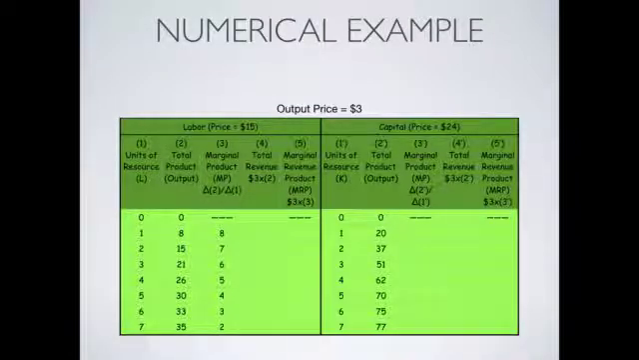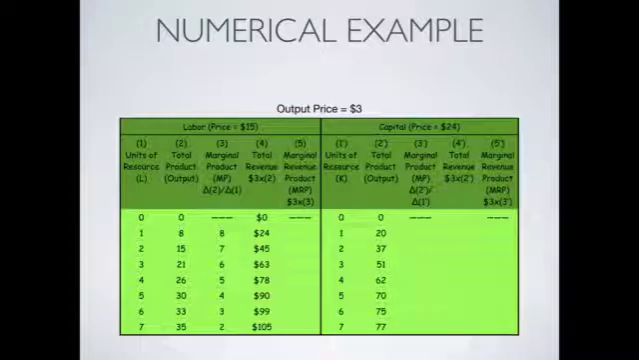Total revenue is just going to be the price, $3, multiplied by total product. So it's going to be 3 multiplied by this column here. 3 times 0 is equal to 0. 3 times 8 is equal to 24. 3 times 15 is equal to 45. 3 times 21 is equal to 63, and so on. I continue that calculation down that column.